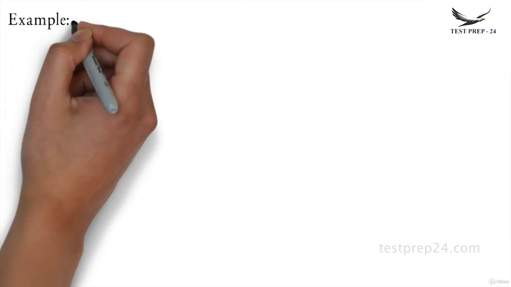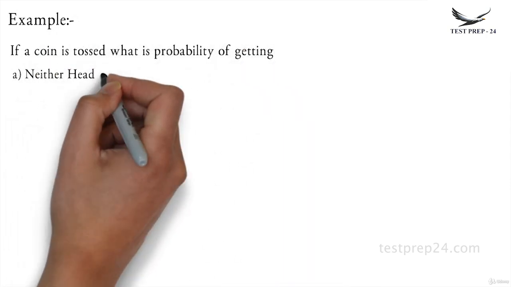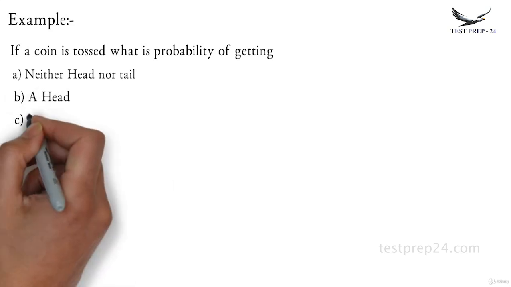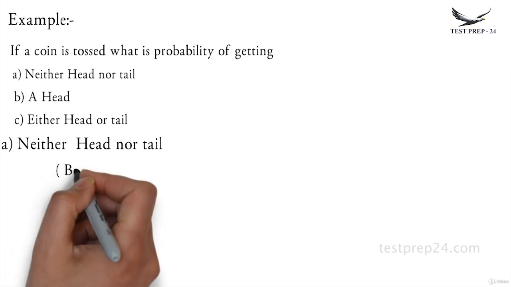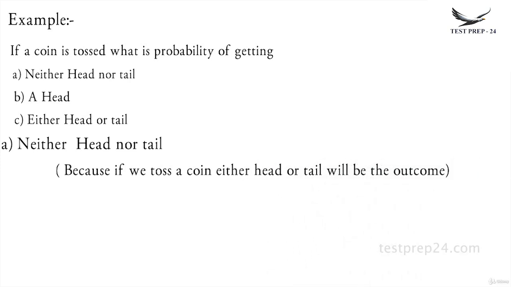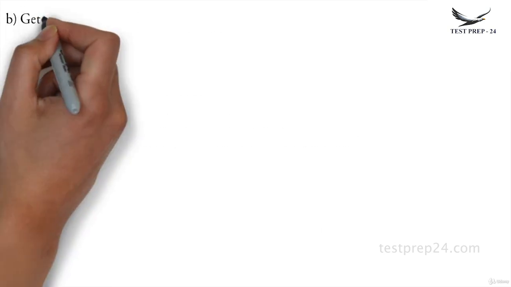Next example: if a coin is tossed, what is the probability of getting neither head nor tail? What is the probability of getting a head, and what is the probability of getting either a head or a tail? Neither head nor tail: whenever you toss a coin you should get either a head or a tail, but you can't say that after tossing a coin you don't get a head or tail. It is an impossible event. So the probability of this event is 0.